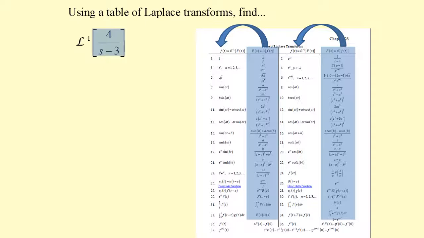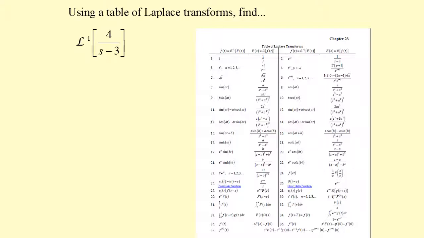Here's how that would work. You notice that the 4 over s minus 3 is the same as 4 times the inverse Laplace of 1 over s minus 3. Well, the 1 over s minus 3 matches this. If the a were a 3, then it would be an exact match. So we assume that a is a 3, and we convert that into the function of t, which would be e to the 3t. Now we still have the 4 on the front.